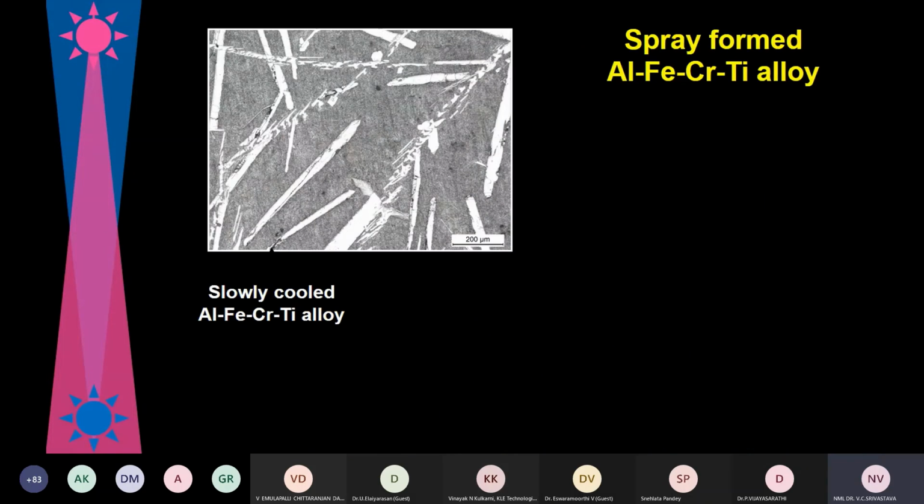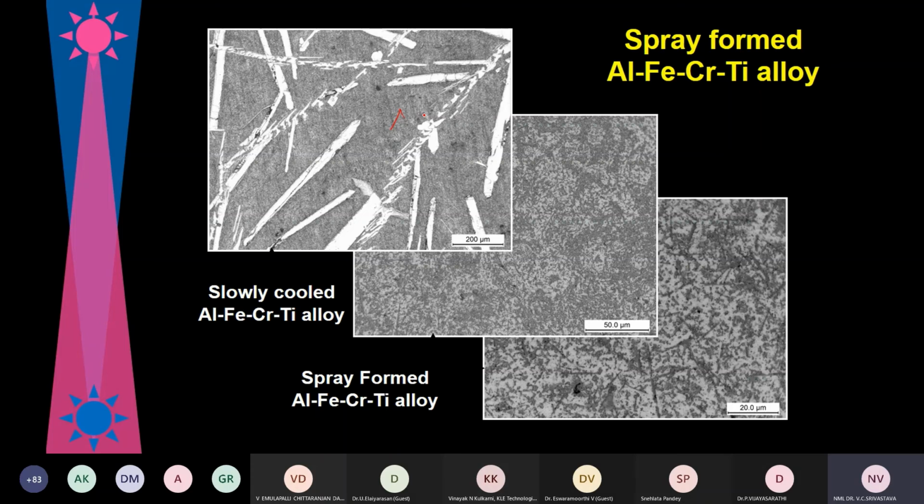And here, this is an alloy of aluminum, copper, iron, chromium, titanium, and this is the structure. This is the base, and these are the intermetallics. So this is slowly cooled cast material. Now, if we do spray forming of that, then here you see spray formed material. This is 200 micron, and this is 50 micron. So you can see the amount of refinement you are getting for this small second phase.